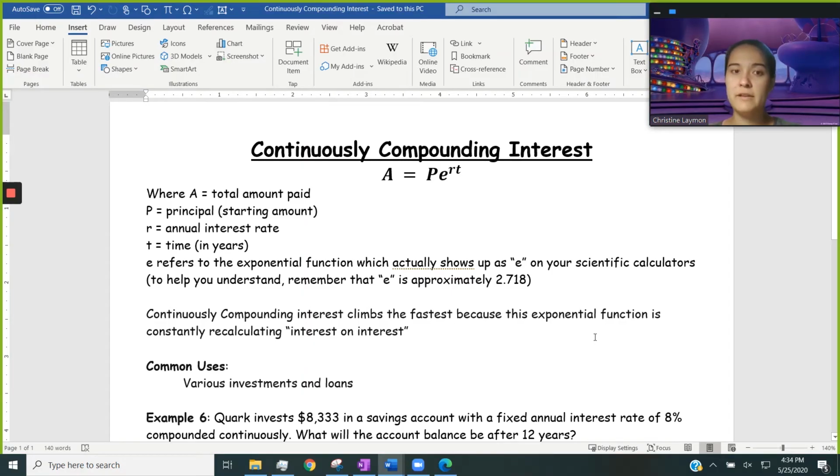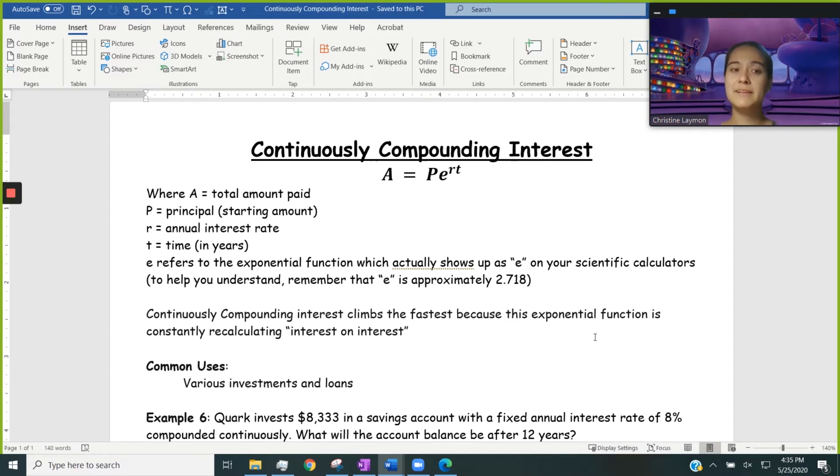We're now going to look at continuously compounding interest. Its formula is very simple. A equals P times e to the rt. A is the total amount. P is that same principal or starting amount. R is your interest rate.